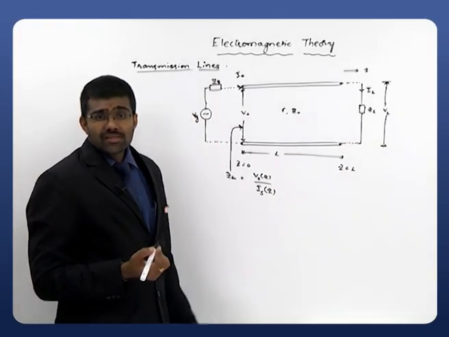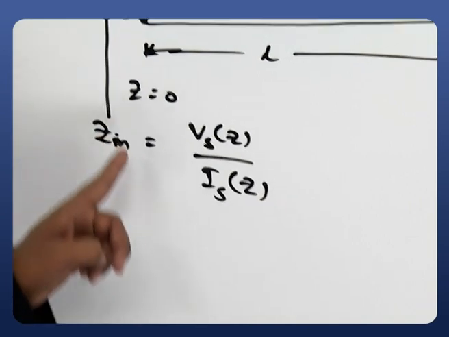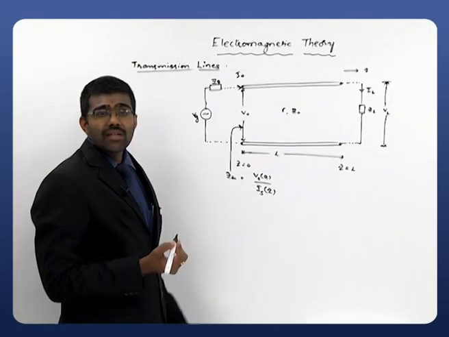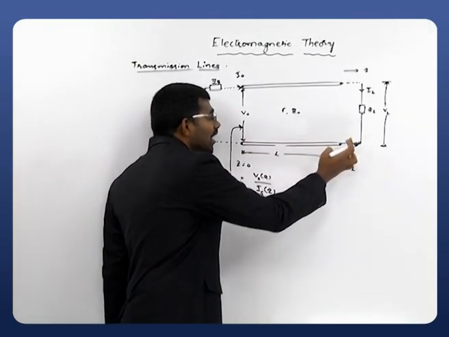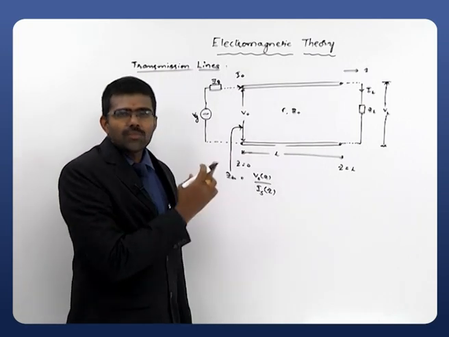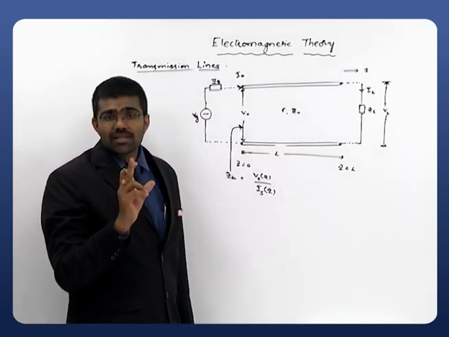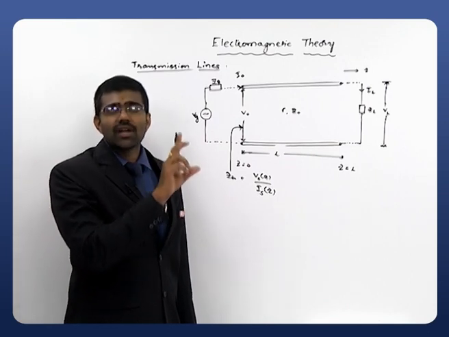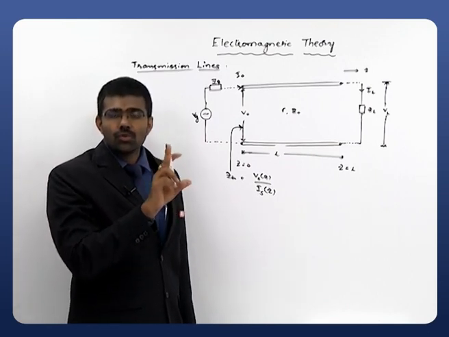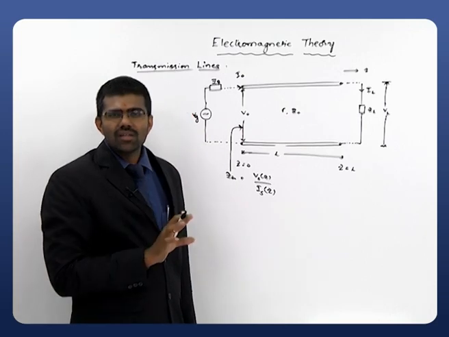You may ask whether the input impedance is calculated only here. No, the input impedance can be calculated at any location on the transmission line, but the major condition is that you are supposed to view from the input side at that particular location.